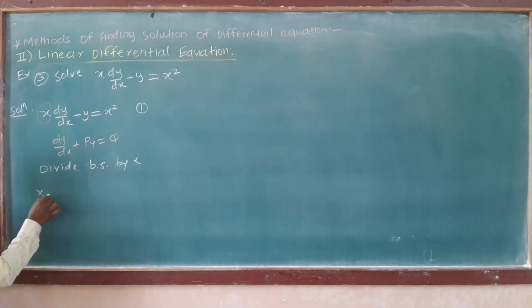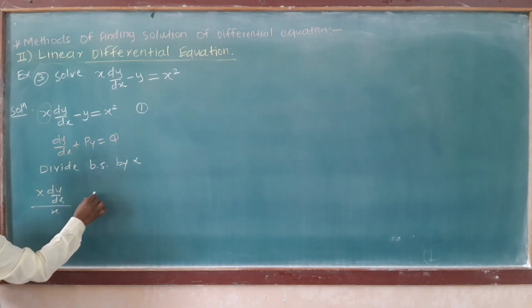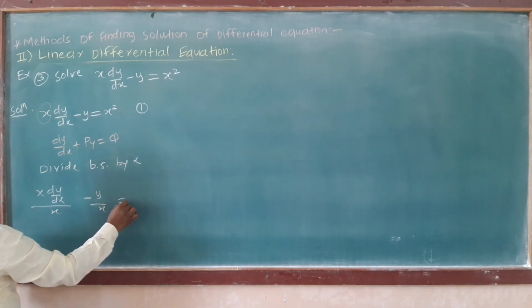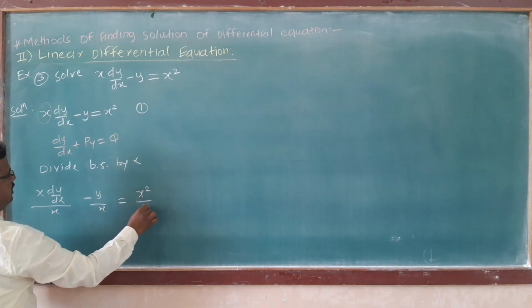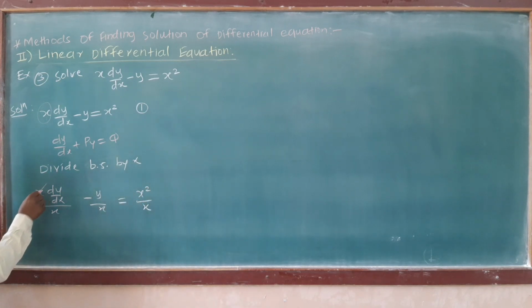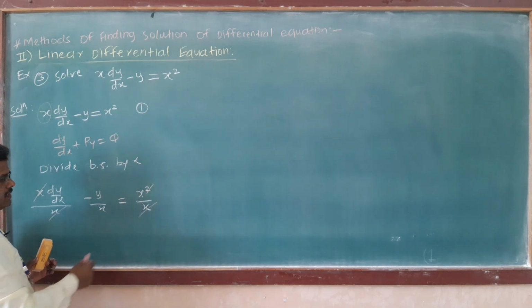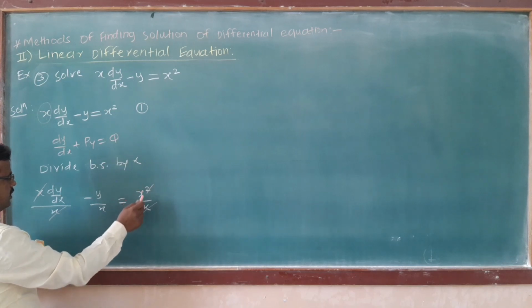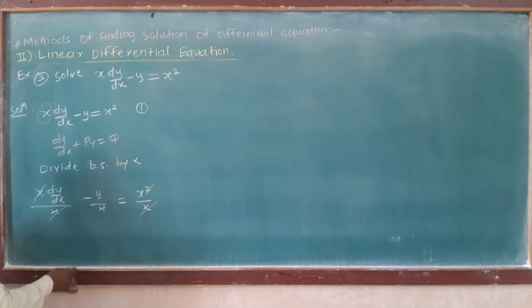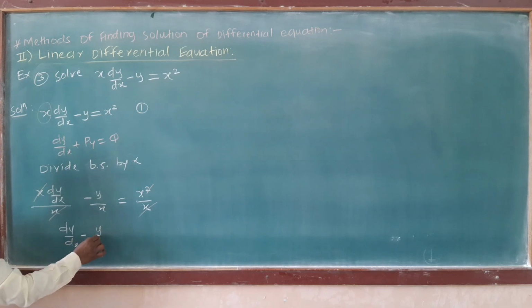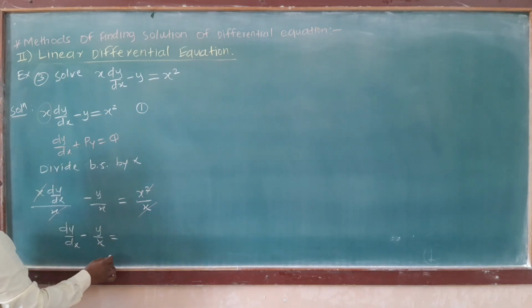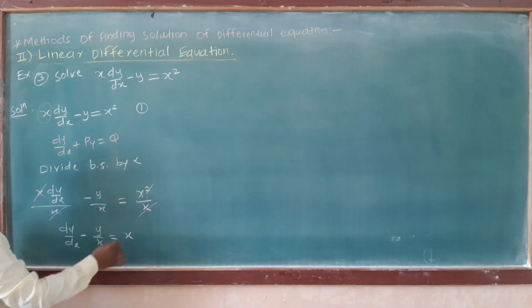That means like this, x dy by dx upon x minus y upon x is equal to x square upon x. Now here x upon x will get cancelled. Here is x square upon x, one x will get cancelled. X square means x into x, one x will get cancelled. So what we get, dy by dx minus y upon x is equal to x only.